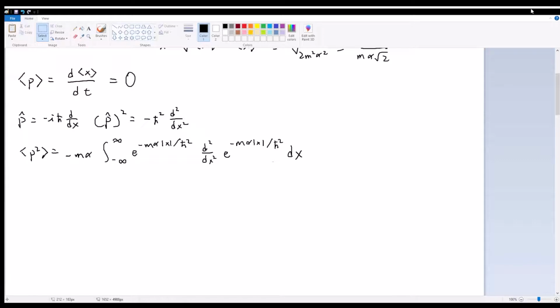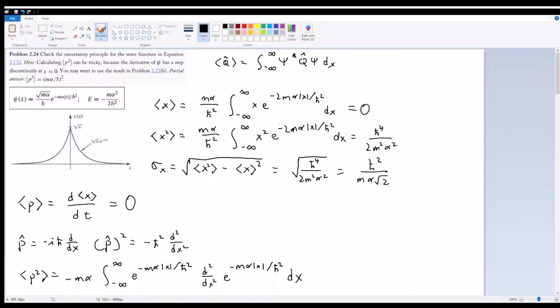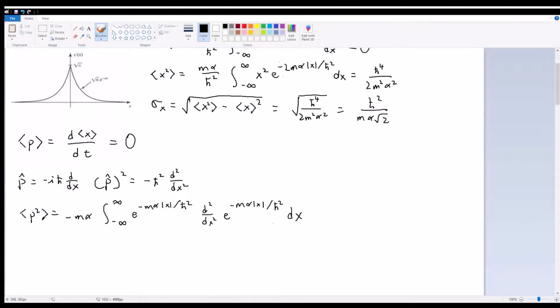Okay, first off, apologies, I realized I made a mistake in setting up the p squared system. I forgot to include the negative h bar squared at the front, so once I do that, this is going to be negative m alpha at the front. Second, the way that Griffiths wants us to solve this is he wants to take advantage of the property we discovered in 2.23b, which is that the derivative of a step function is effectively equal to a Dirac delta.